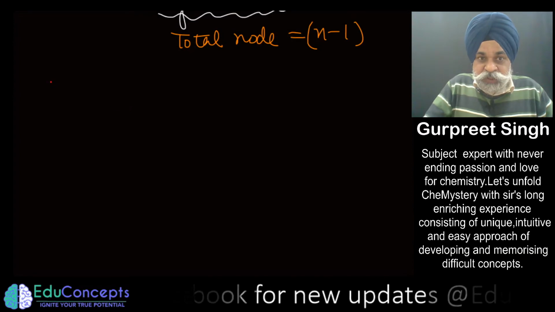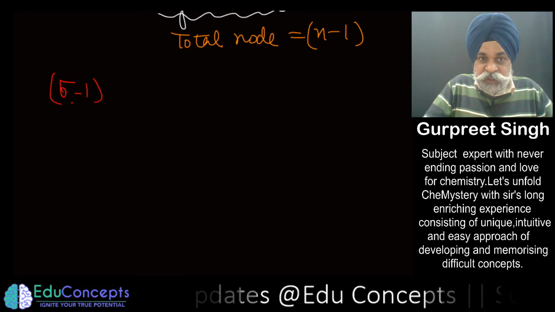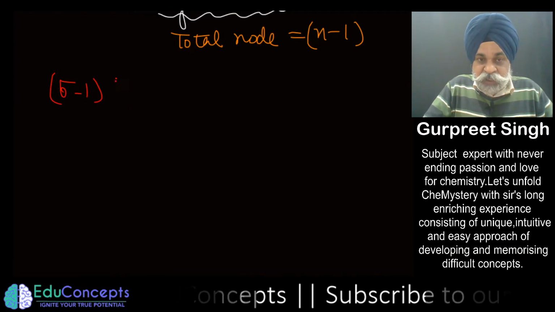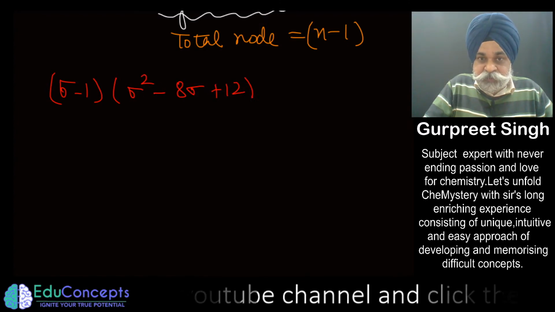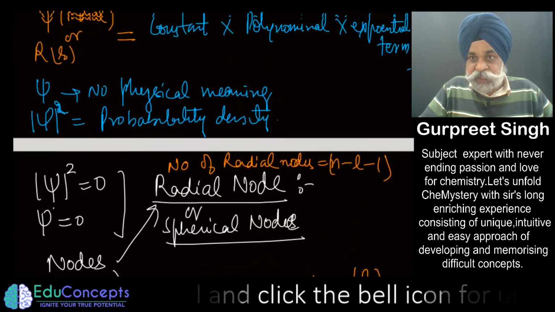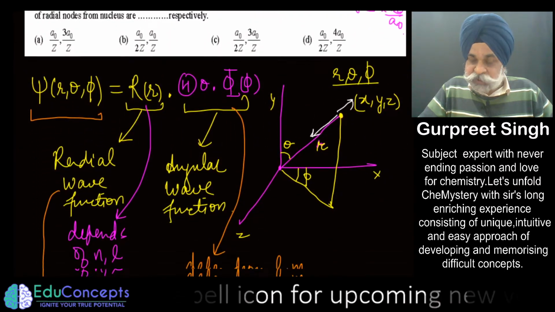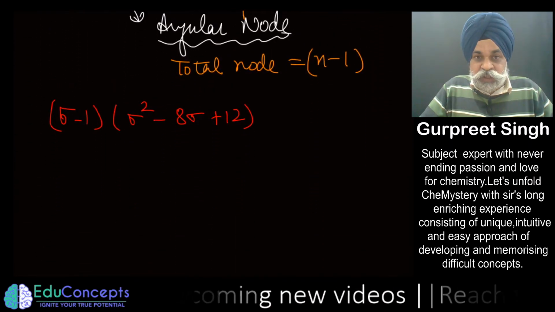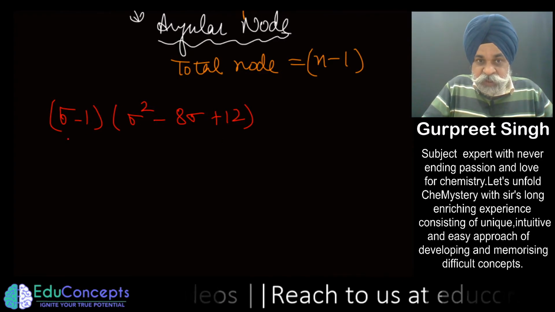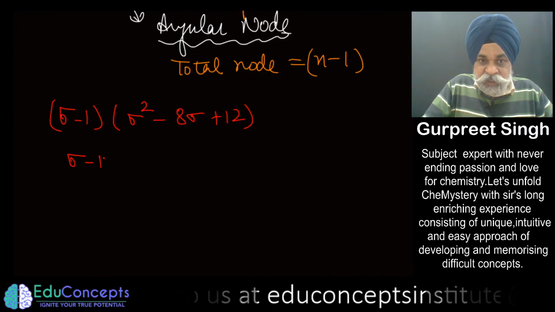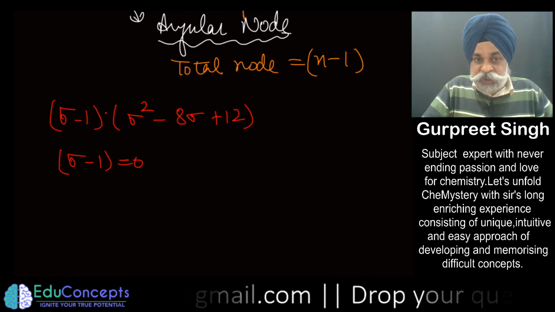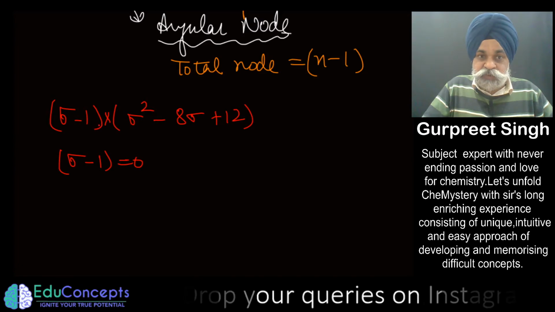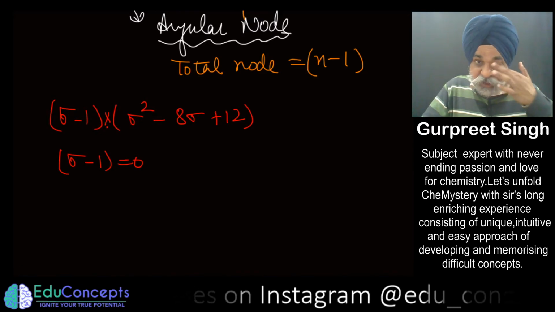So if I take delta minus 1, it is given as delta square minus 8 delta plus 12. This is what is being given. Let me check once again. Yes, it is exactly the same. In this term, if I make delta minus 1 equal to 0, the whole equation will become 0, because this is a multiplication, and that too is multiplied with the constant and exponential term.